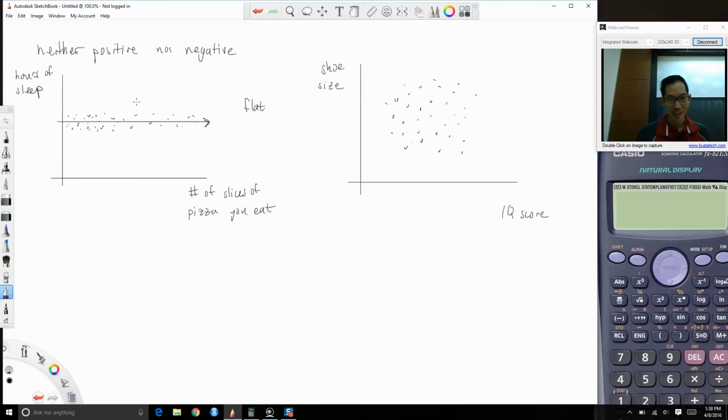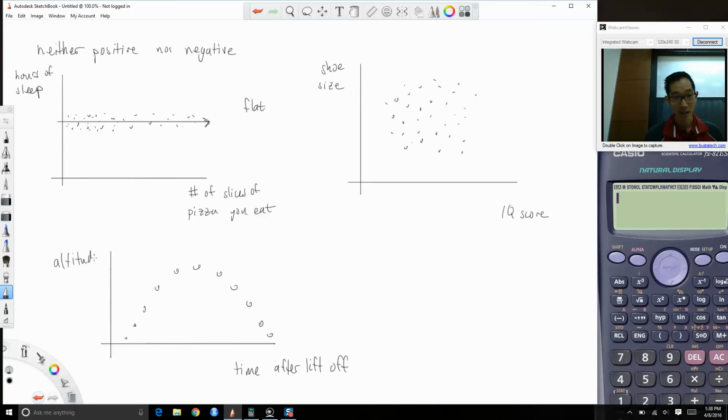Or you have other things, something like this, right? This could be time after liftoff, and this could be altitude. Positive for the first half until gravity takes over, and then it's negative, right? So these would all be neither positive nor negative.